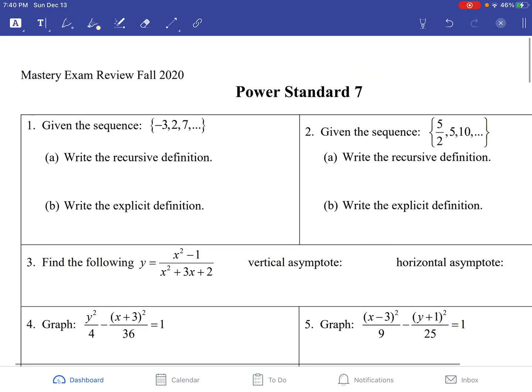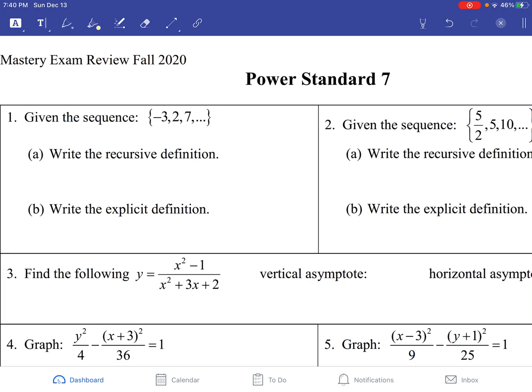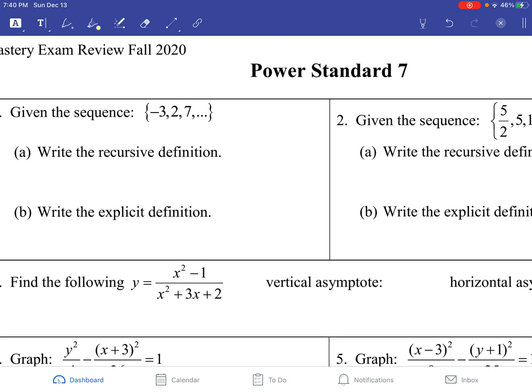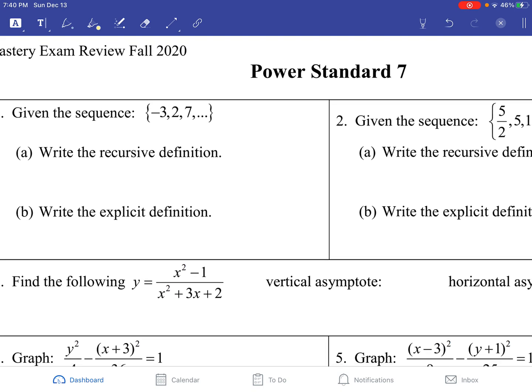So it's the review for Power Standard 7 for college algebra. So we're going to start off with some sequences. Now it asks us to find the recursive and explicit definitions. But before we do that, we've got to figure out what kind of sequence this is. Is it arithmetic or geometric? And then what is the common difference or ratio?